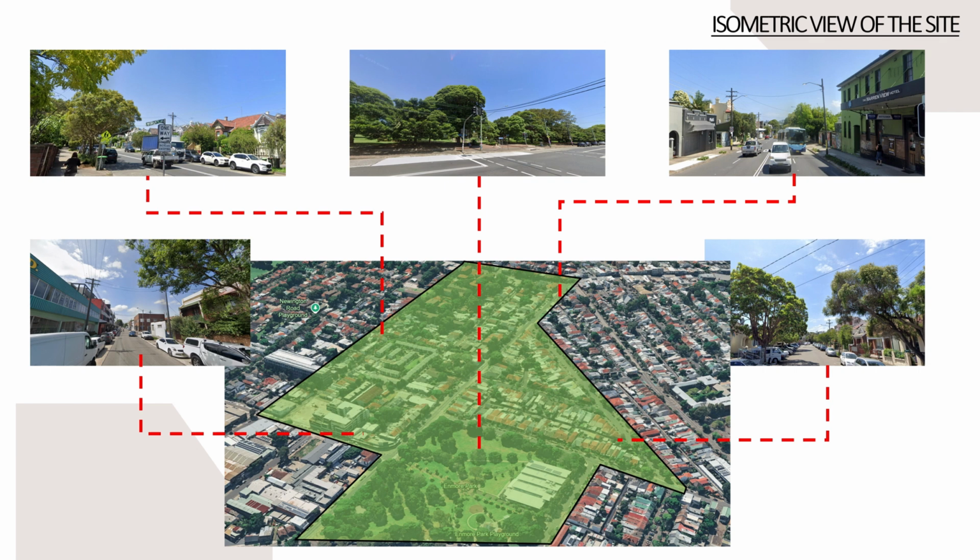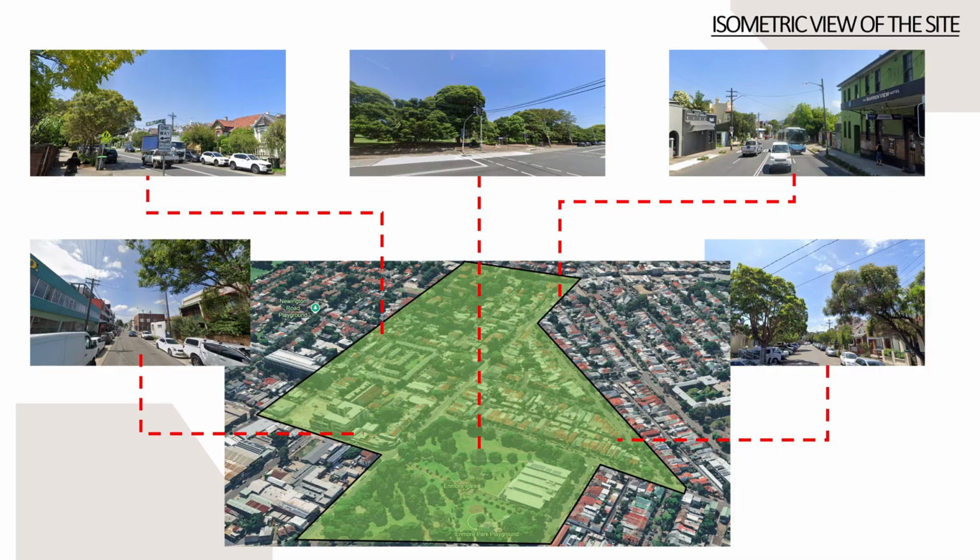Slide 6, Isometric view of the site. The isometric view highlights the project boundary around Enmore Park and the surrounding residential grid. The red lines show where the street character shifts, shading, openness, density, and noise. This helps visualize how Enmore Road sits between multiple conditions and how connections to the park can be strengthened.